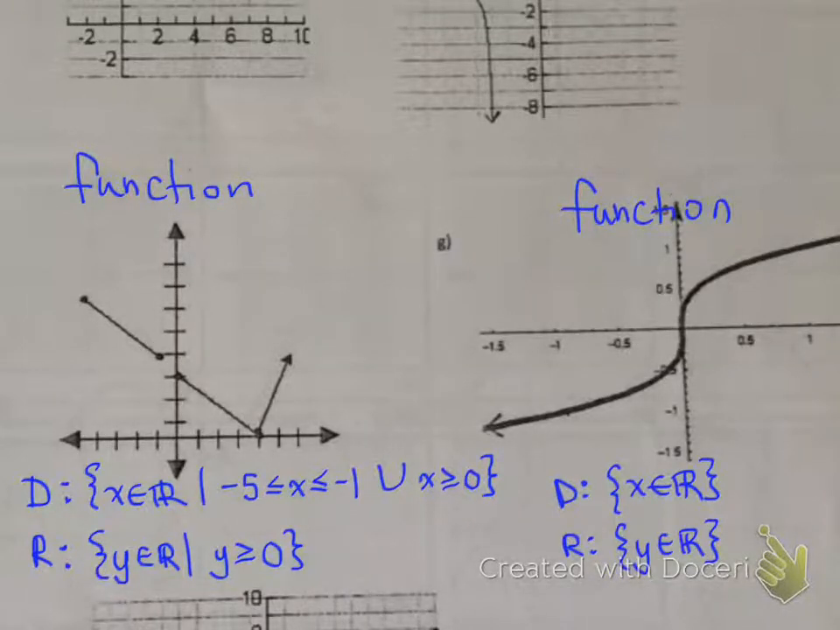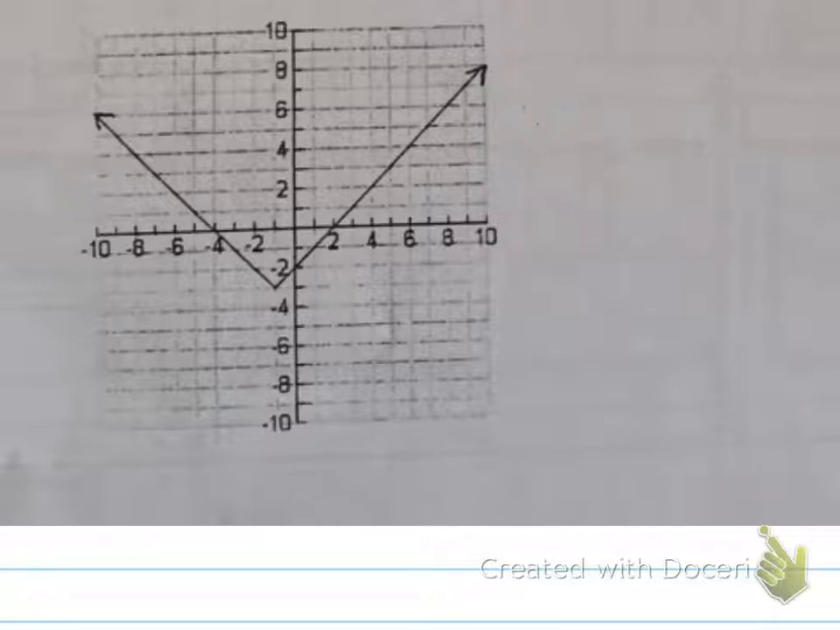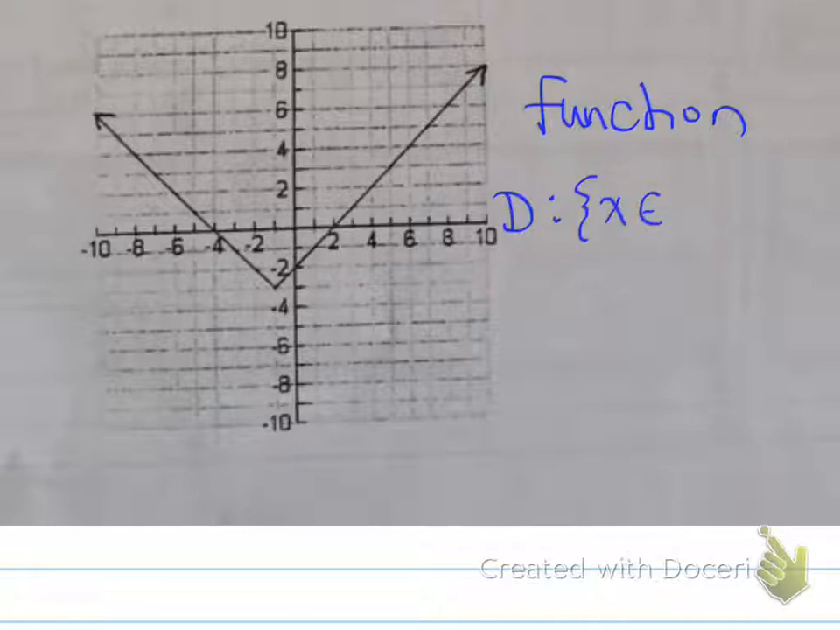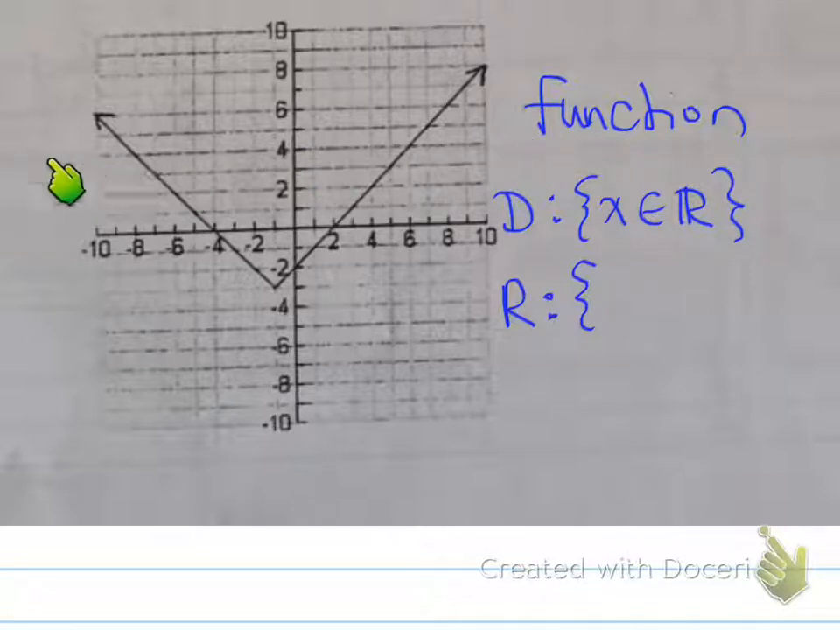Okay, one more. Looking at this example, is this a function? Draw the vertical. Yes, it passes the vertical line test. For every x, there's only one y. Now we have to state the domain and range. So the domain for this function is x belongs to real, and that's it, because it goes from negative infinity to positive infinity. There is no break or stop.